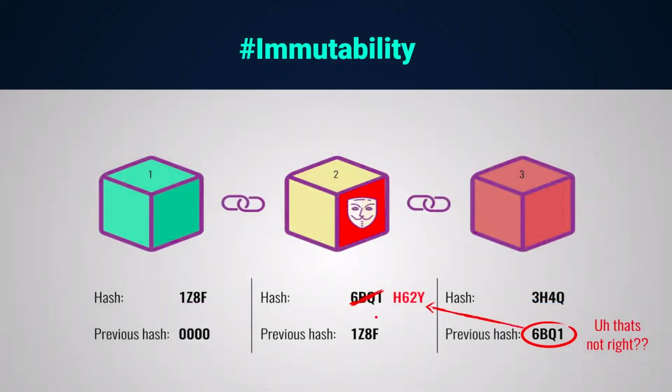Now suppose someone tries to tamper with the data present in block number 2. Then the hash value of that block gets changed, and the previous hash value in the third block will not match the hash value present in the second block, and hence we'll get to know that some sort of tampering has been done in the blockchain. And in this case, the blockchain will revert back to its original state and make itself safe once again.